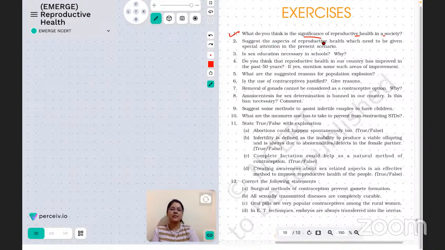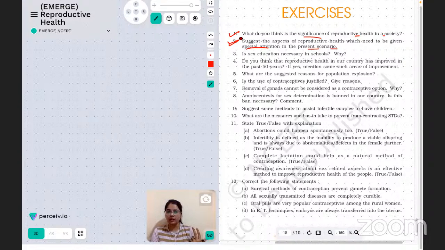Now suggest the aspects of reproductive health which needs to be given special attention in the present scenario. Now इसमें जो सबसे important चीज है वो है कि introduction of sex education in the schools. जो मैंने आपको सारे जो पॉइंट्स बताए थे, वही आप यहाँ पे मेंशन कर सकते हैं कि सेक्स एजुकेशन, ओपन डायलॉग्स होना चाहिए, सेक्स एजुकेशन होना चाहिए.